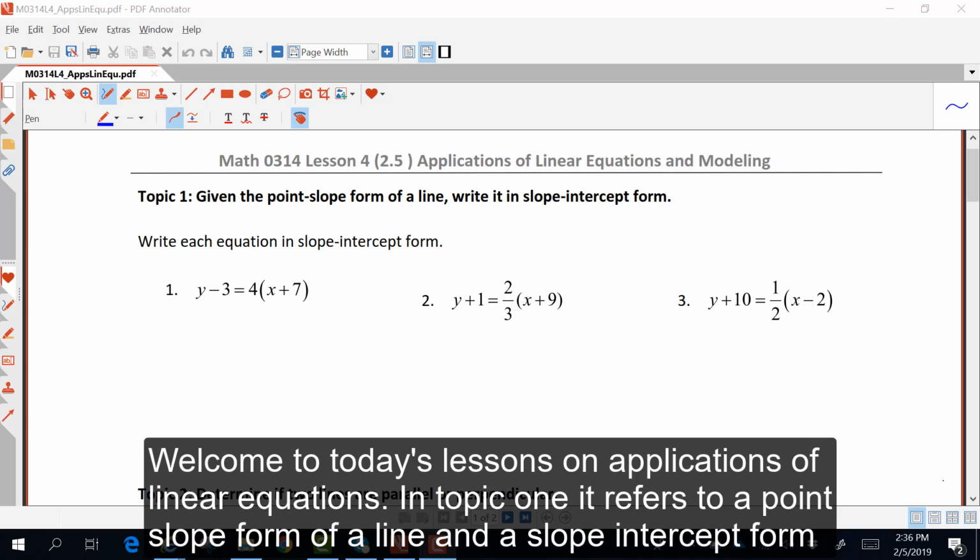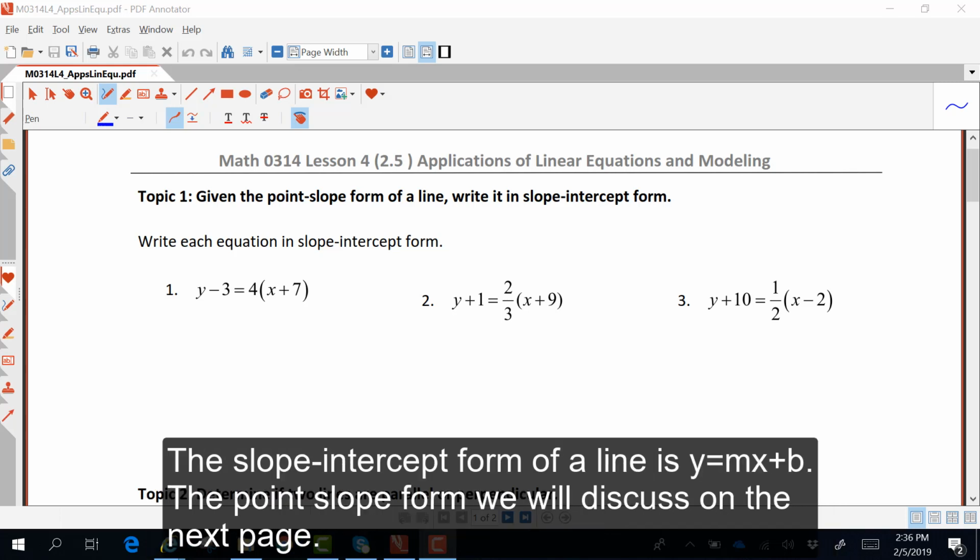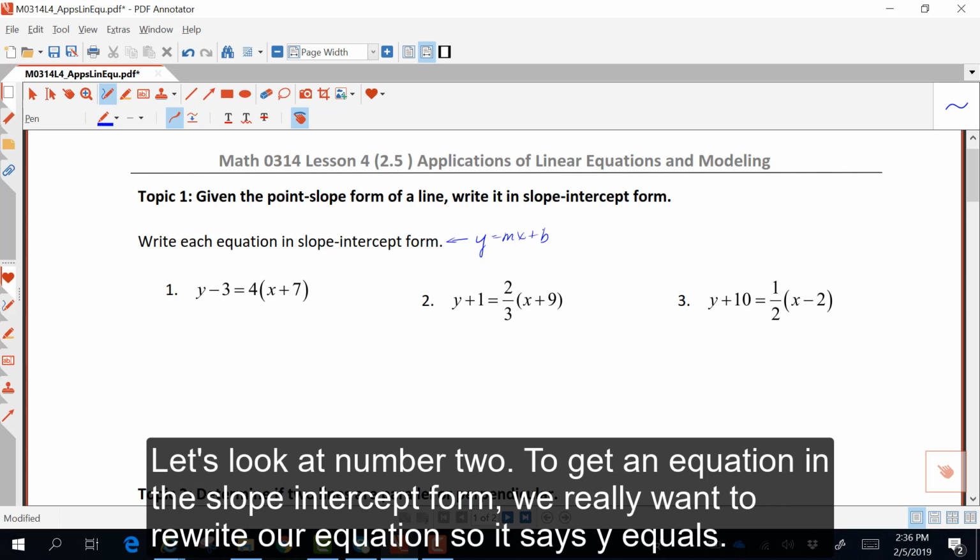In topic 1, it refers to a point-slope form of a line and a slope-intercept form of a line. The slope-intercept form of a line is y equals mx plus b. The point-slope form we will discuss on the next page. Let's look at number 2.